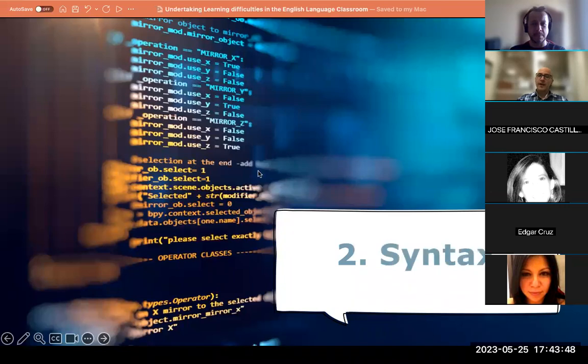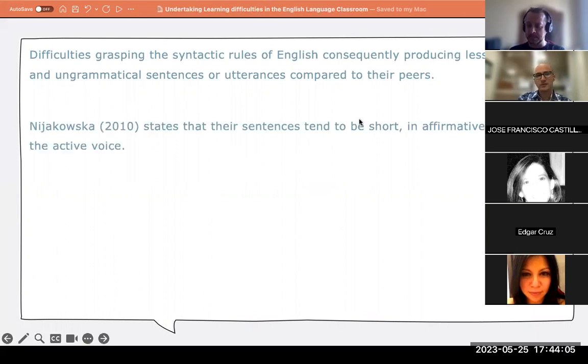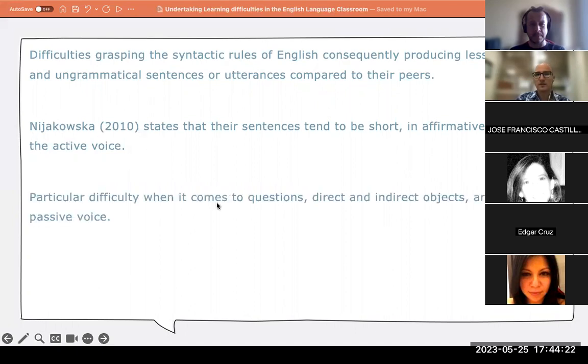Okay, another area, syntax. How is syntax a problem here? Difficulties grasping the syntactic rules of English. Okay, so it's not going to be very structural. It may be very ungrammatical compared to their peers. Now mind you, Nijakowska states that their sentences tend to be short, in affirmative form and in the active voice. Okay, I should clarify right now that all of this information, the observables, come from Nijakowska 2010.